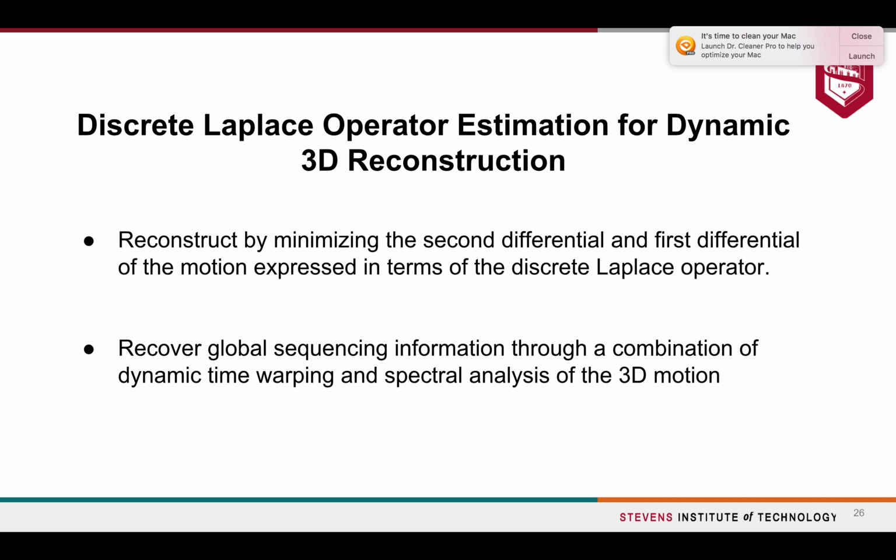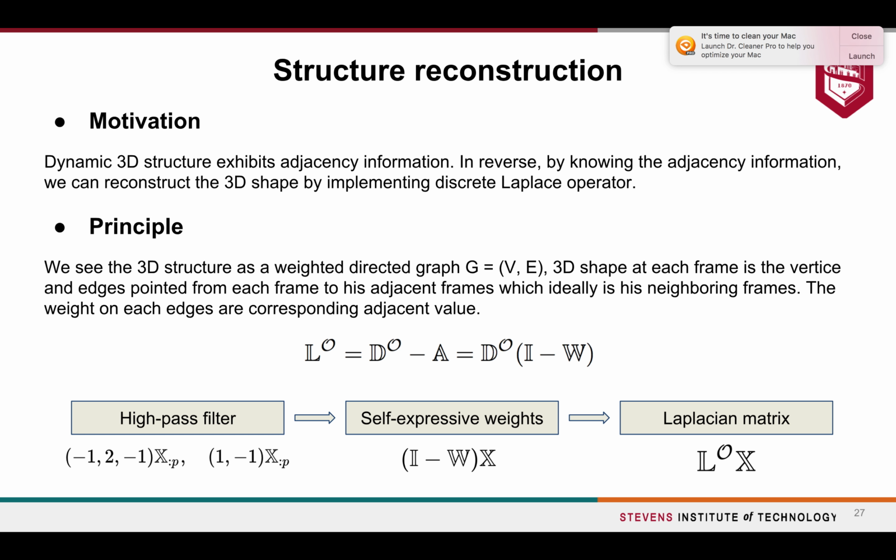even in very extreme nonlinear motion and some repeating motion. The motivation of the problem is that dynamic 3D structures have adjacency information between them. In reverse, by knowing the adjacency information, we can build this discrete Laplace operator and use that to reconstruct the 3D shape.